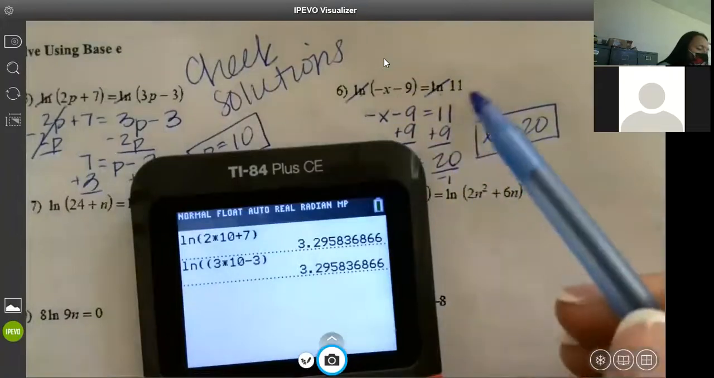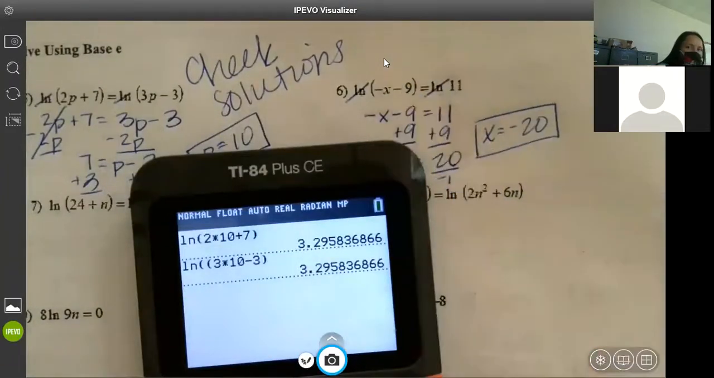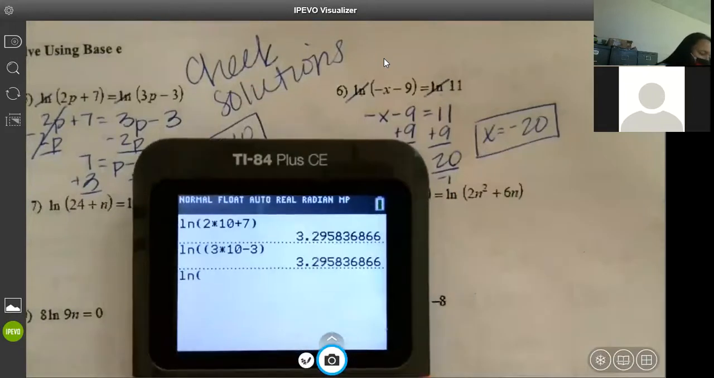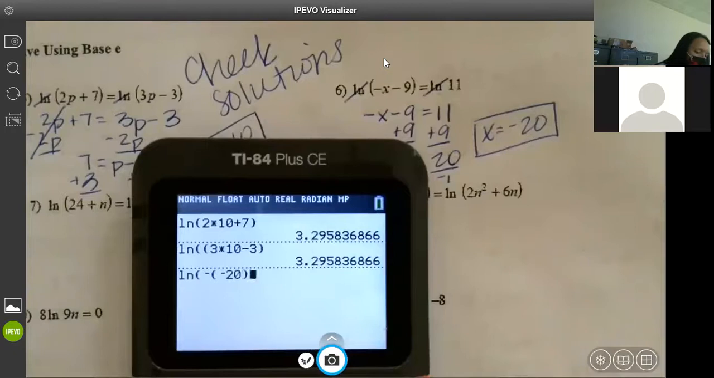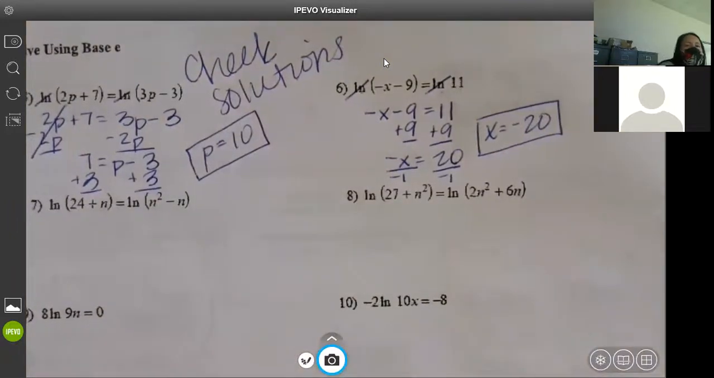We only have to plug it in. On this side, you can't have anything to plug in because that's not any x's. So just this side. So ln of negative 20. You could put positive 20 minus 9. Does not cause an error, so it's a good answer. And we move on. Okay, watch for errors.